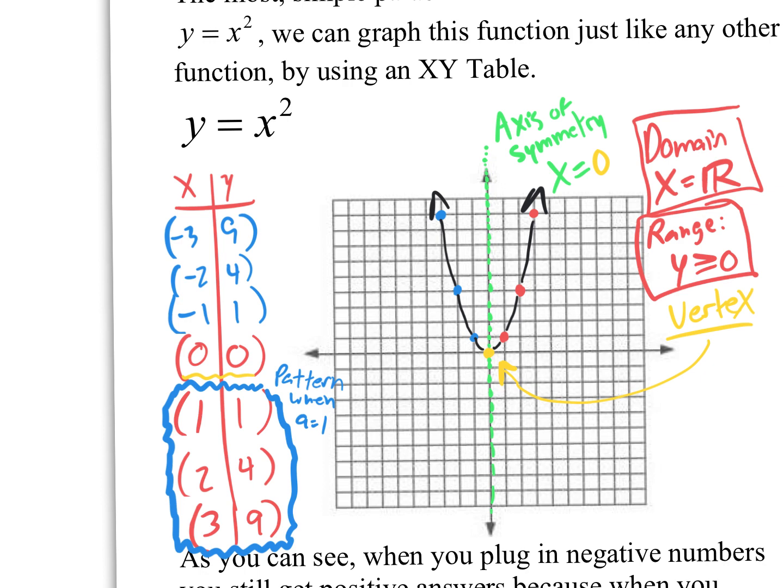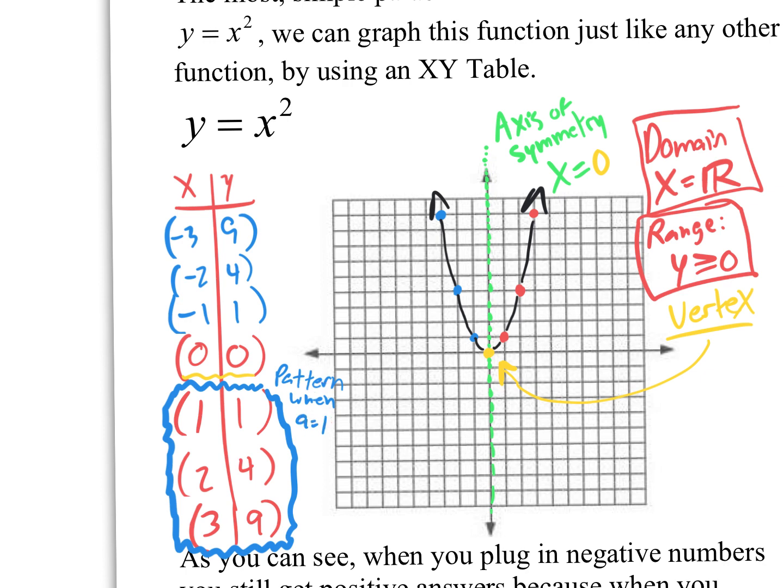But more importantly, because the A value is 1, we know that it's exactly this width, which means that any other quadratic equation with the A value of 1 is going to be exactly this width. It can't be wider, it can't be narrower, because the A value determines how wide or how narrow it is. So if the A value is 1, it's going to be exactly this wide, which means that we could use the coordinates 1, 1, 2, 4, 3, 9 as a pattern when A equals 1.